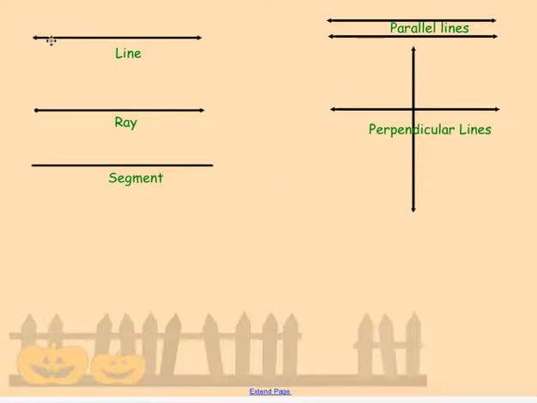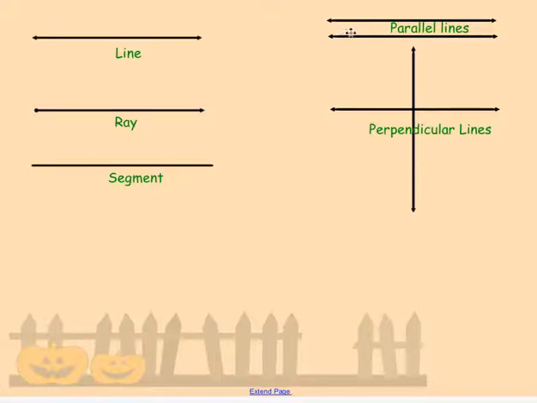So if a line has arrows at the end showing that it goes on forever and ever, we call that a line. If we have one that stops at one point but goes on forever on one side, we call that a ray. And if it just stops on both sides, we just have a part, then we call that a segment.